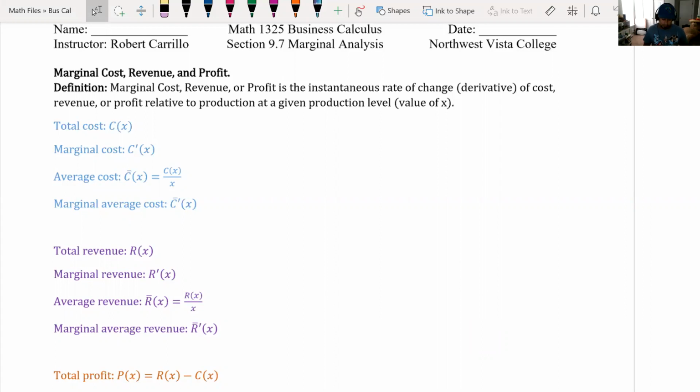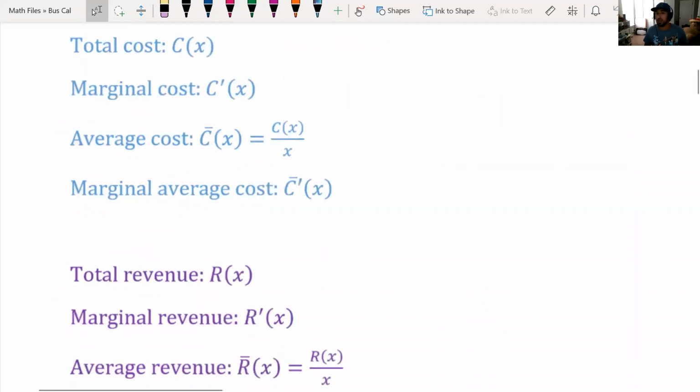Okay. So let's go over some functions really fast. Cost is always known as C of X. Marginal cost, which is the derivative of the cost function, is known as C prime of X. Average cost, which is C bar of X, is given as C of X over X. And then there's marginal average cost, which is the derivative of average cost, C bar prime of X.